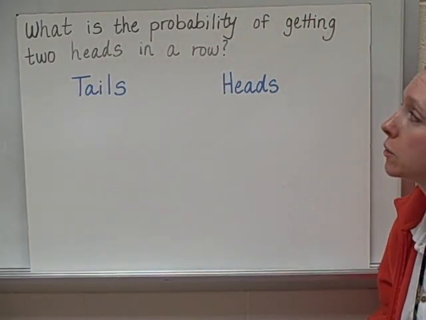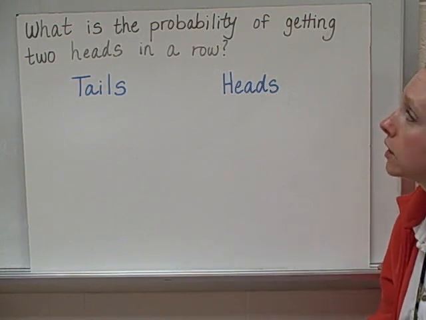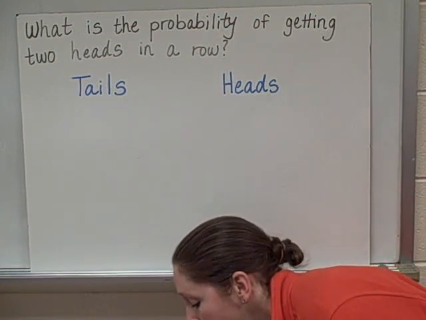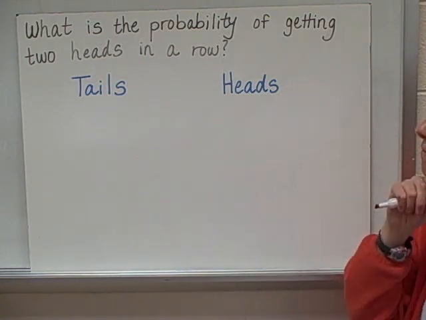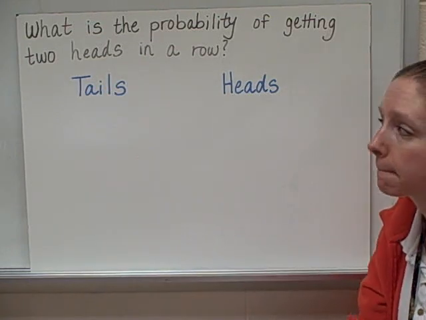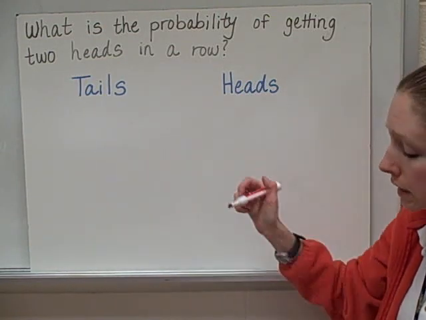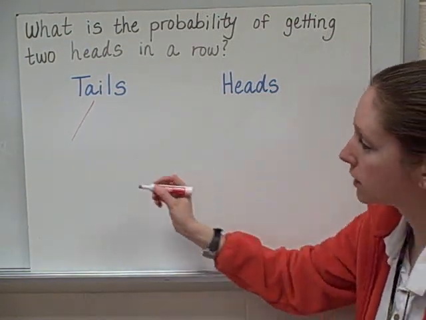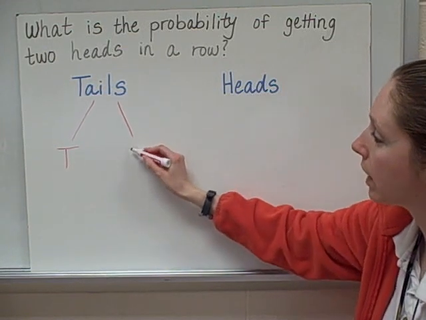Okay, one more time, guys, we're going to do a probability experiment, this time with a coin. It says, what is the probability of getting 2 heads in a row? I'm going to start off, guys, with doing a little bit with the theoretical, meaning let's make a factor tree or a tree of all the different things that could happen. So my first flip, I could get a tails. Second time, I could get another tails, or I might get a heads.